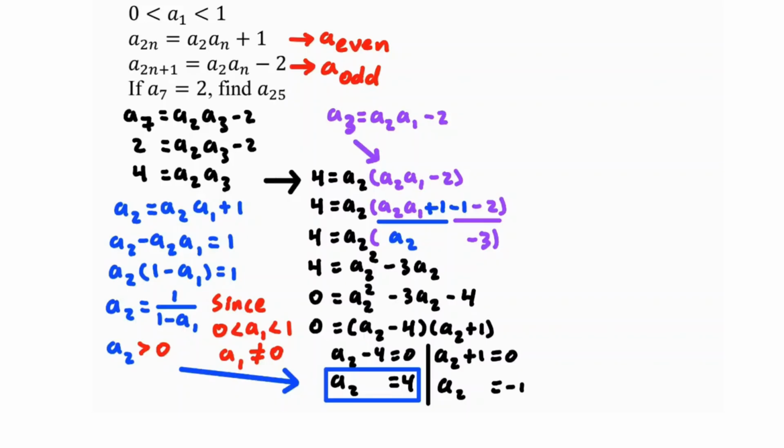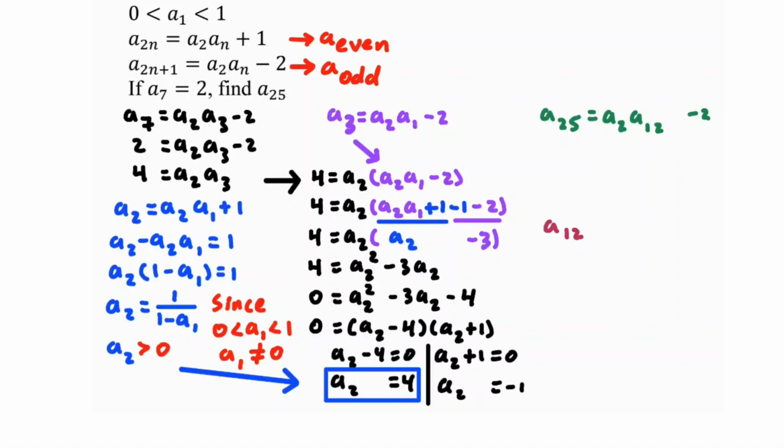Now, we don't know where to go, so let's start with a sub 25. A sub 25 is an odd subscript, so a sub 25 is equal to a sub 2 times a sub 12 minus 2. We know a sub 2, which is 4, but we don't know a sub 12. So let's find a sub 12.